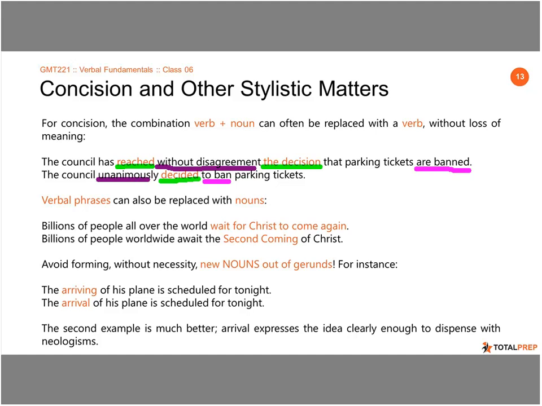Another thing that is really important: avoid forming, without necessity, new nouns out of gerunds. The GMAT will often create these kinds of new nouns just to confuse you. "The arriving of his plane is scheduled for tonight." There is the verb to arrive, and there's a noun for that, which is arrival. "The arrival of his plane is scheduled for tonight." So the second example is much better. Arrival expresses the idea clearly enough to dispense with neologisms. So that's really important for you to know.